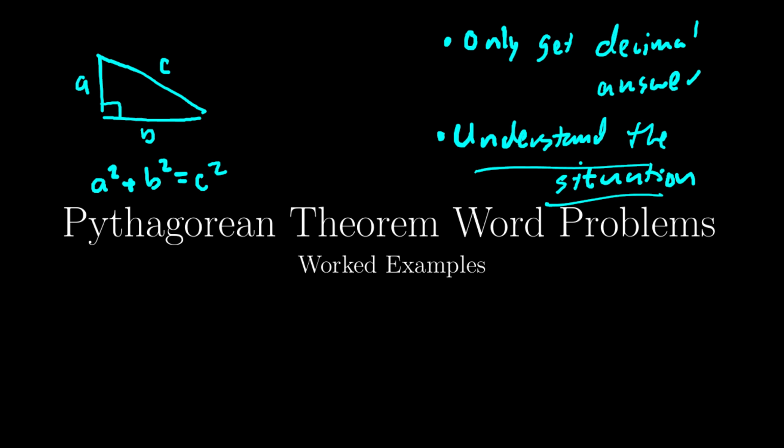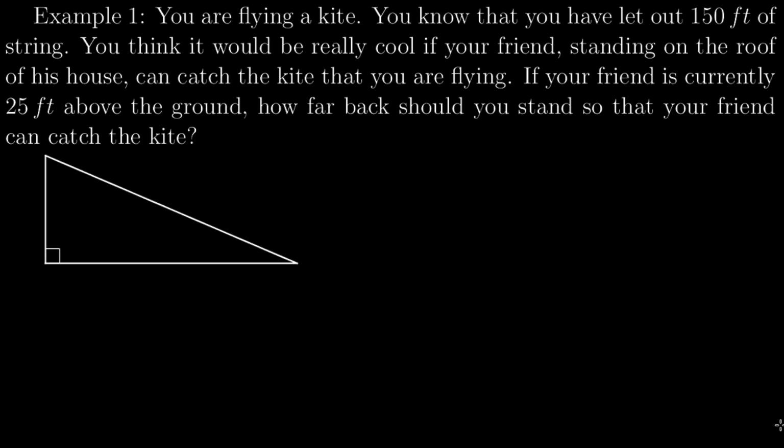I have 4 example problems to get a feel for this. Here's our first one. You're flying a kite. You know that you have let out 150 feet of string. You think it would be really cool if your friend standing on the roof of his house can catch the kite that you are flying. If your friend is currently 25 feet above the ground, how far back should you stand so that your friend can catch the kite? So I gave you the diagram.